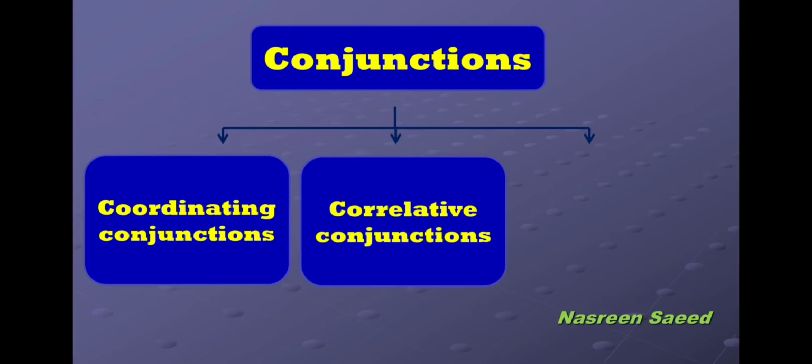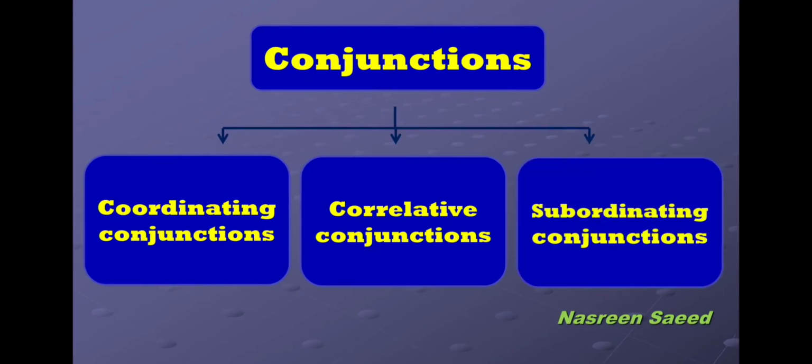The second is correlative conjunctions, which we are going to study in this lesson. And the third is subordinating conjunctions. So conjunctions are divided into three parts: coordinating conjunctions, correlative conjunctions, and subordinating conjunctions. I hope you have understood the three parts of conjunctions. Coordinating conjunctions we have already studied in our third standard. They were for, and, but, yet, so, etc.